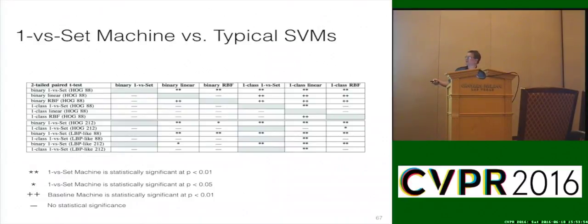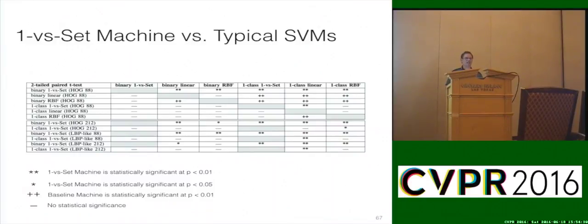The baseline machine we compared it to is where there are two pluses, here. So statistically, this 1-vs-set machine on this data set was significantly better than almost everything we compared it with. It wasn't always better than a binary 1-vs-set machine, though. Comparing a one-class binary 1-vs-set machine, that's the same thing, but a binary linear isn't much better. And down here we have different feature sets, with the same kinds of comparisons.